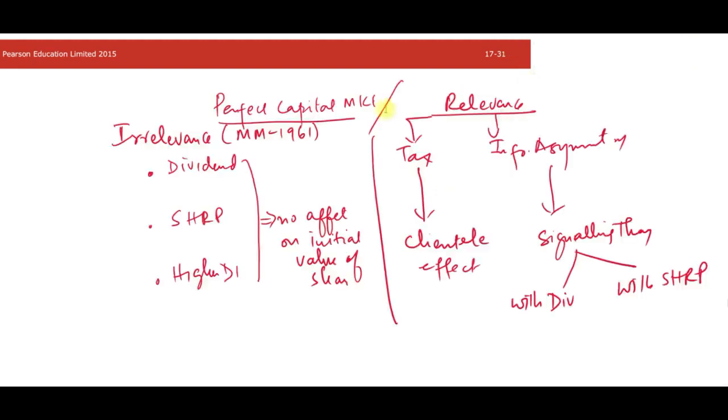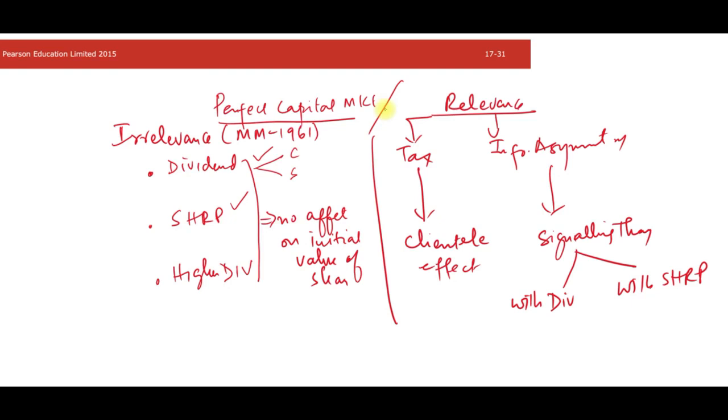Now, before going to this big picture again, let me summarize things that we have learned so far. Okay, this is just a brief summary. In a perfect capital market, the dividend payout is irrelevant, whether we pay it in the form of cash dividend or stock dividend, or do it by share repurchase, or even if we pay a higher dividend, it is not going to affect the initial value of the share.